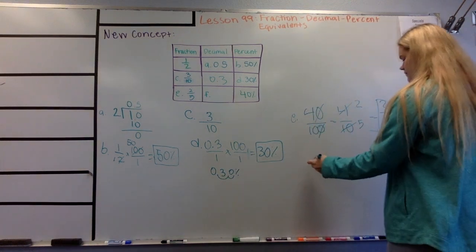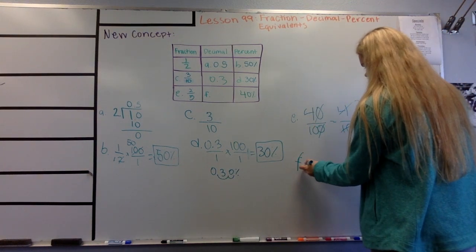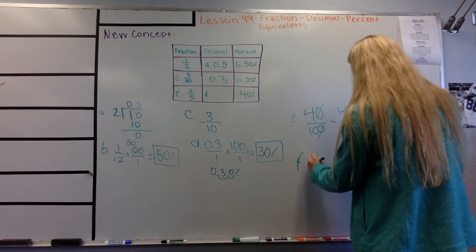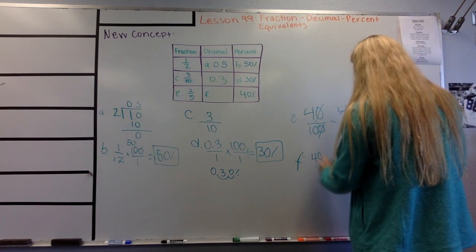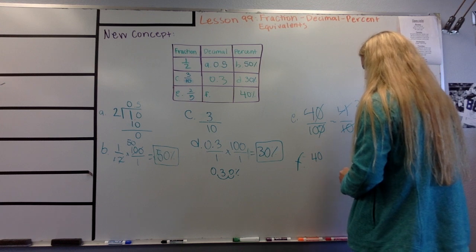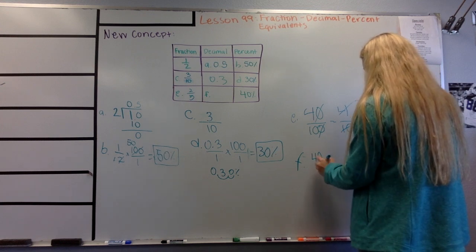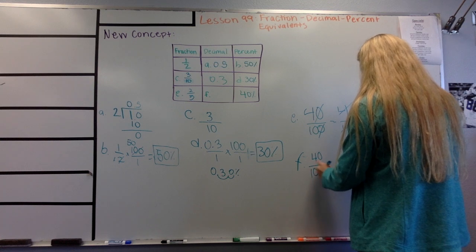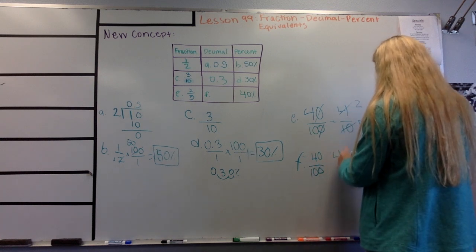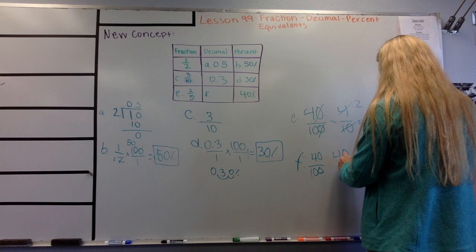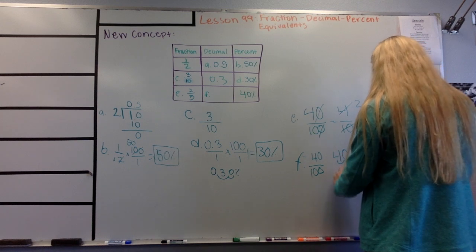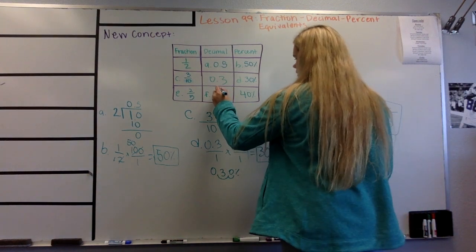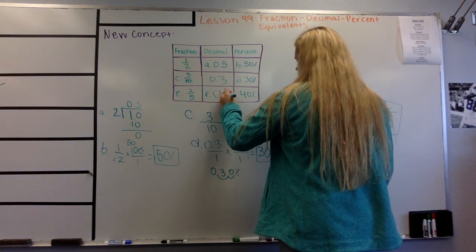Excellent. And then we go to F. Now we have 40% equals what? 40% changed to a decimal, we're going to move it 2 decimal places to the left because we're dividing it by 100 this time. So we move it to the left 2 times and we get 0.40, which actually turns into just 0.4.